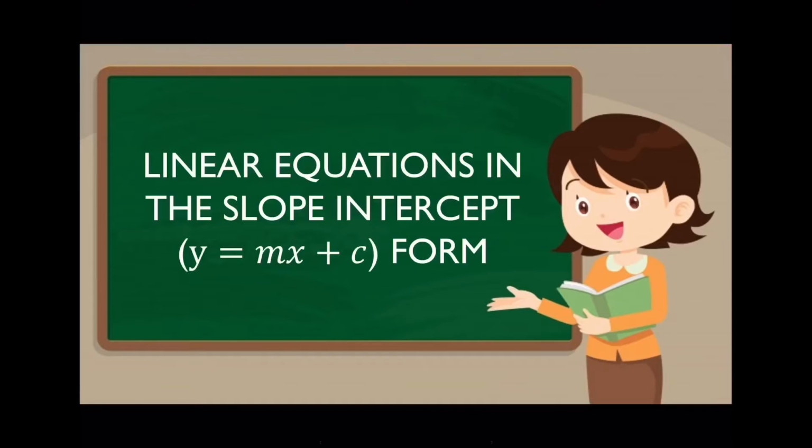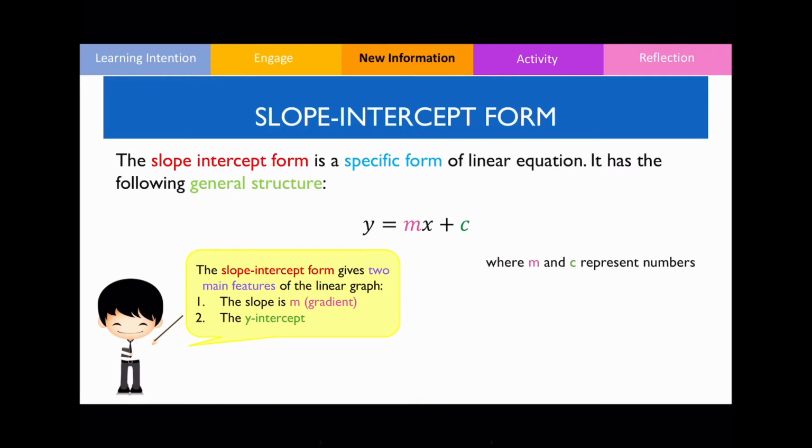What I'm going to talk about now is the linear equations represented in the slope-intercept form, aka the y equals mx plus c form. So the slope-intercept form is a specific form of a linear equation. It has the general structure, y equals mx plus c. And the letter m represents the gradient, or refers to the steepness of the straight line, whereas the letter c corresponds to the y-intercept, okay?